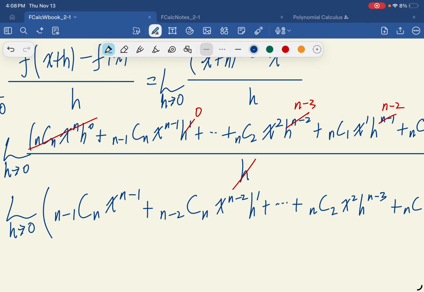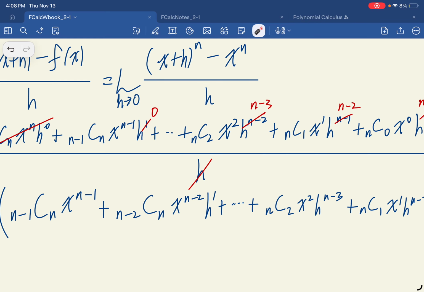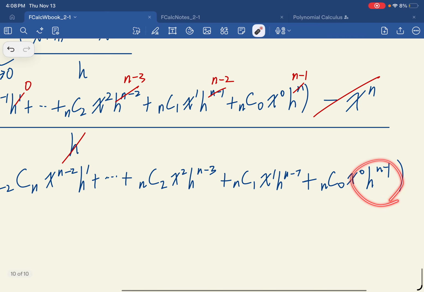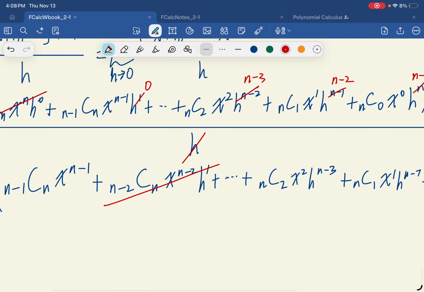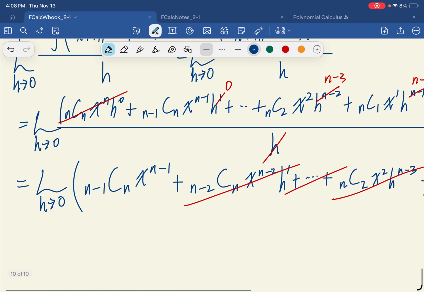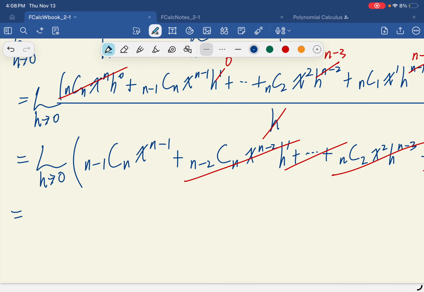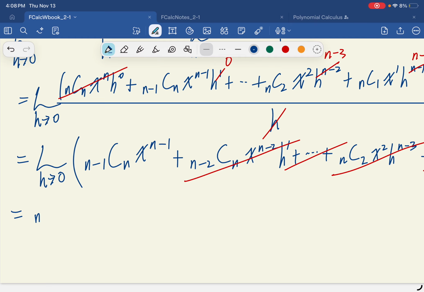And remember, h is still going to 0, except for the first term, right? Every other term in our expression has at least one factor of h in it, right? So it turns out when h goes to 0, all of these other terms go to 0, which means that they all disappear. And your final limit is, since the first term doesn't have any h's, we can take the limit symbol out, n minus 1 Cn times x to the n minus 1.